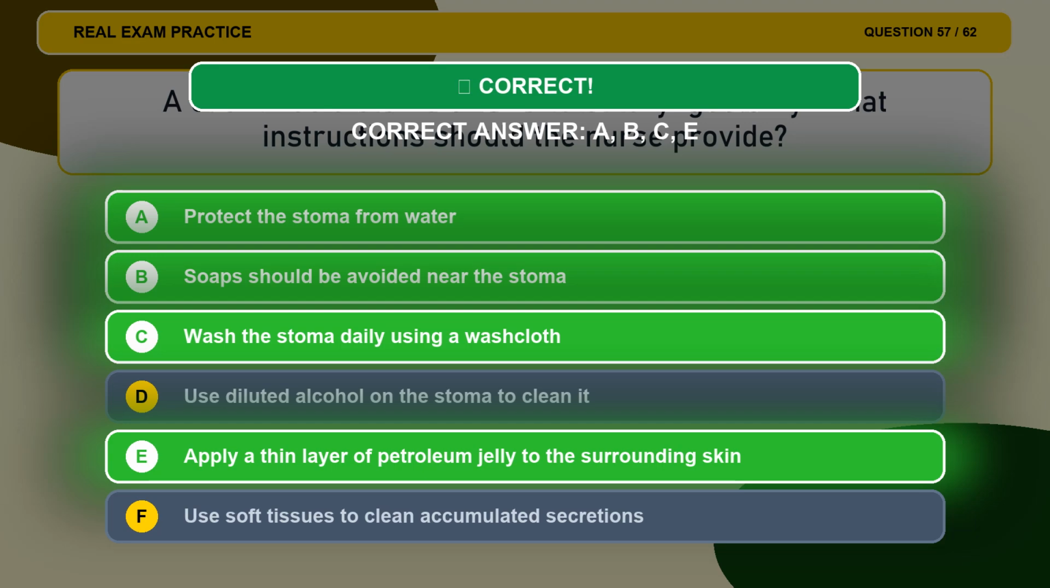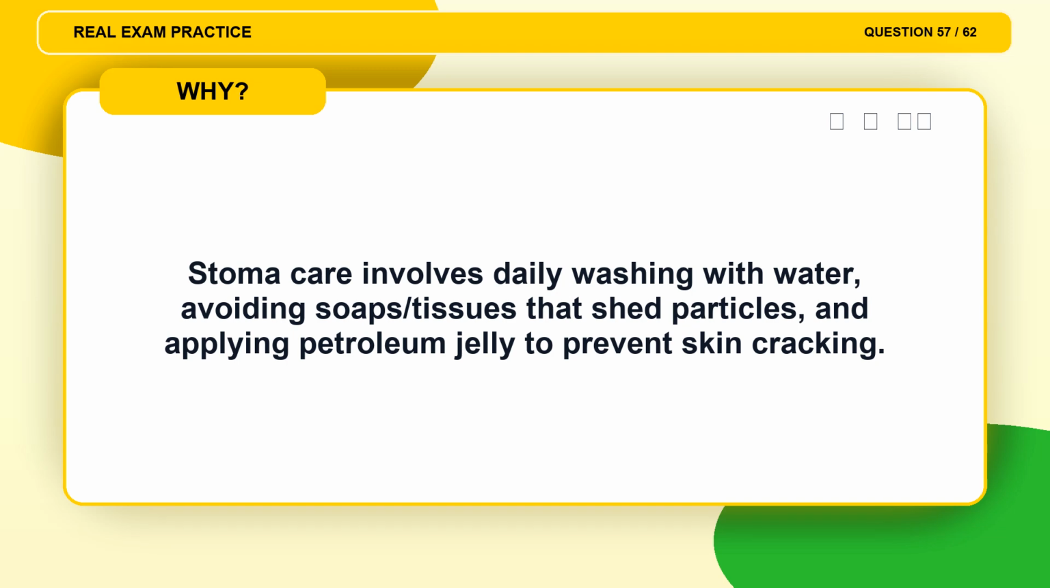The correct answers are options A and B and C and E. Protect the stoma from water. Soaps should be avoided near the stoma. Wash the stoma daily using a washcloth. Apply a thin layer of petroleum jelly to the surrounding skin. Stoma care involves daily washing with water, avoiding soap and tissues that shed particles, and applying petroleum jelly to prevent skin cracking.